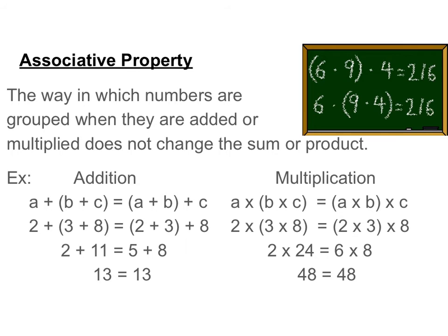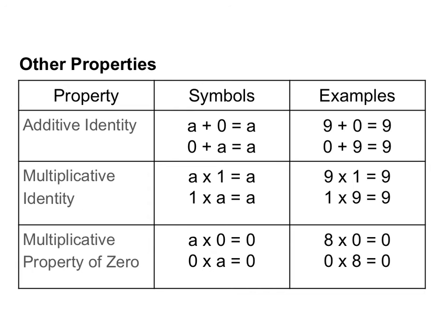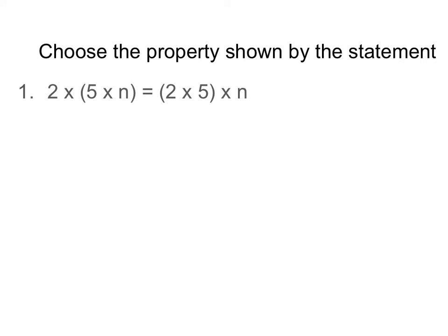Let's go to the next page. Here are some other properties. You have additive identity, and that just means when you are adding with 0. You have multiplicative identity, which means if you multiply anything by 1, you'll get the same answer. So 9 times 1 equals 9. Then you have the multiplicative property of 0, and so anything you multiply by 0 will get you 0. And that is it.